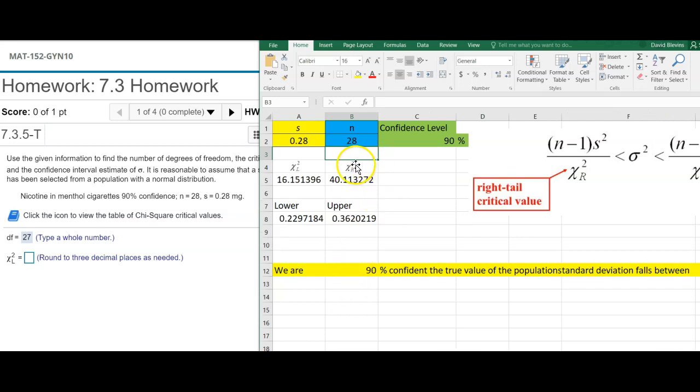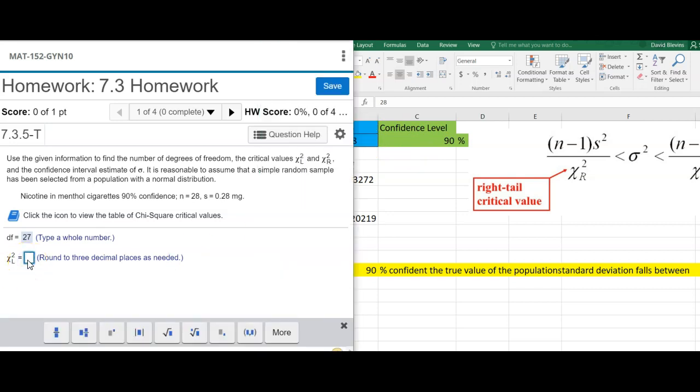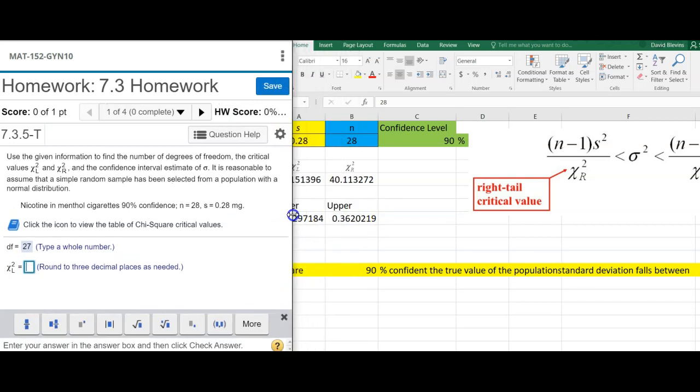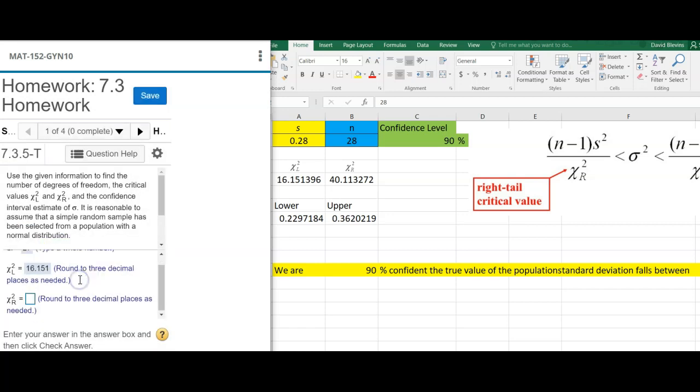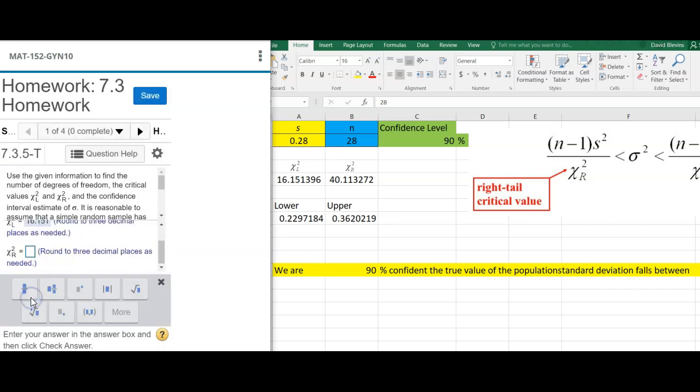All right. Our left value for chi-square, which is based on our confidence level and our sample size, is 16.15. We want to round to 3 places, so 16.151. And then our right chi-square is 40.113.